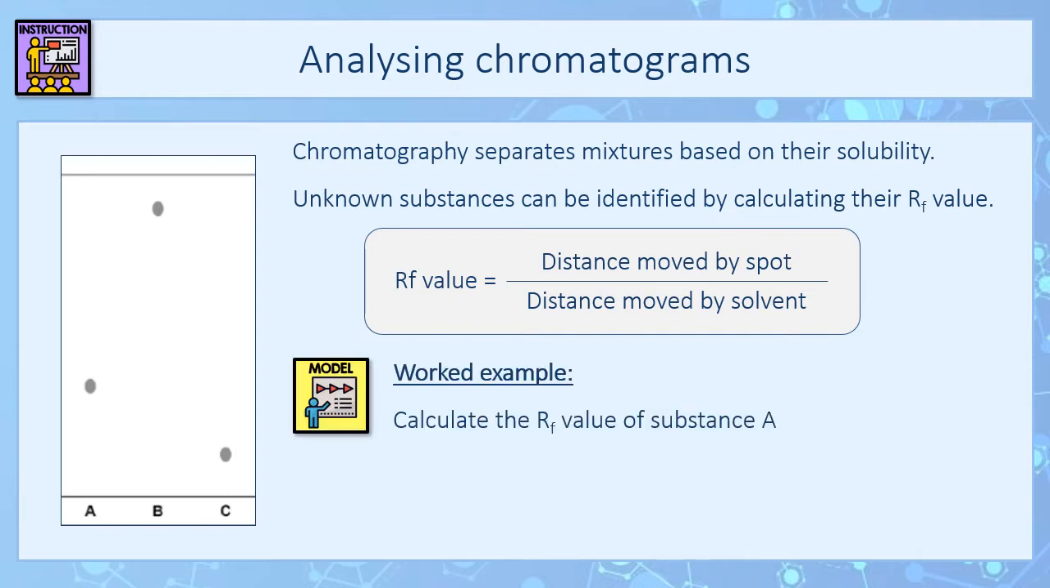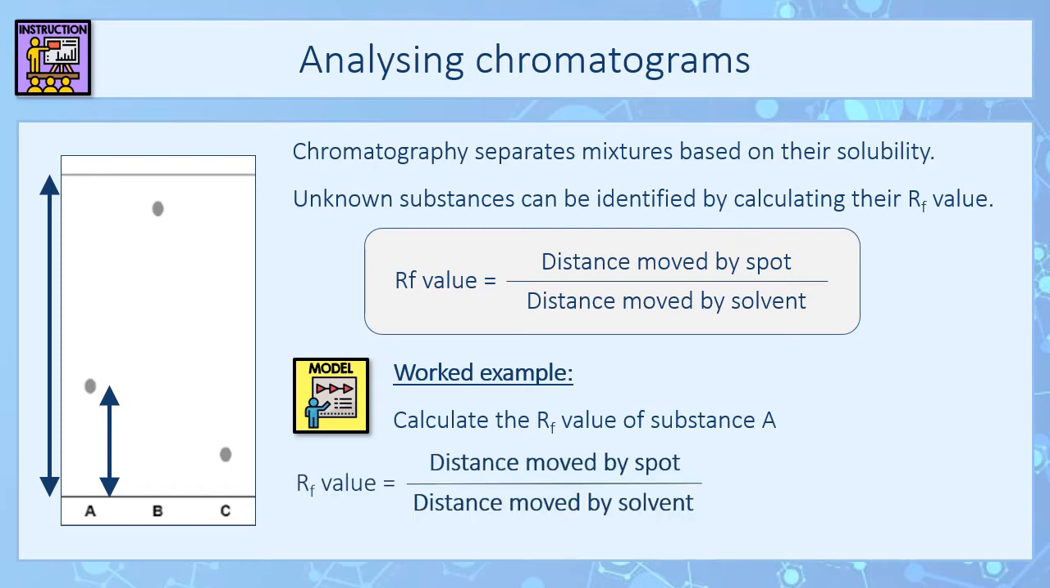So if our worked example had asked us to calculate the RF value of substance A, there's a couple of measurements that we're going to need to make. One is how far the spot has moved, and you can see that I'm measuring from the start line at the bottom to the middle of the spot A. The other thing I'm going to need to know is how far the solvent has moved. This time I'm measuring from the start line to the solvent front, which is where the solvent has reached at the top here. So those are my two measurements I'll need to know, and in an exam I would use a ruler to measure those two distances.